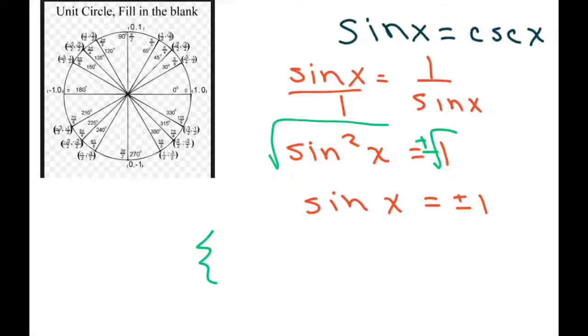So where sine of x is plus or minus 1 is here. That's, remember, sine's your y, and here. That's your negative. So you have two solutions: pi divided by 2 and 3 pi divided by 2. And that's it.